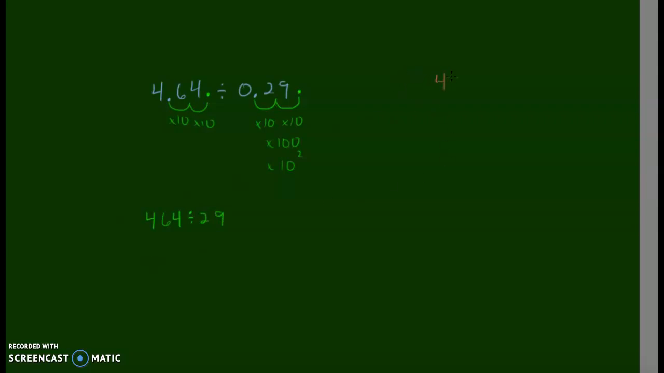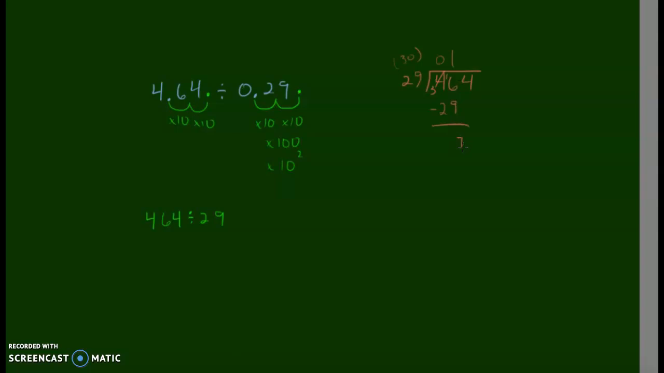So I'm going to come over here now for this one. 464 divided by 29. I can't get any groups of 29 from 4. And 29, like the previous one, if we thought about that as 30, I can only get one group of 30 from 46. So I'm going to go with a 1. 1 times 29 is 29. And we subtract.